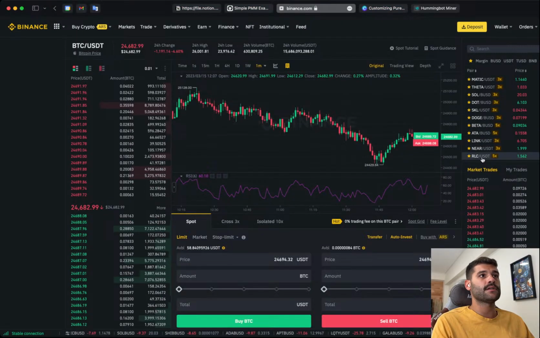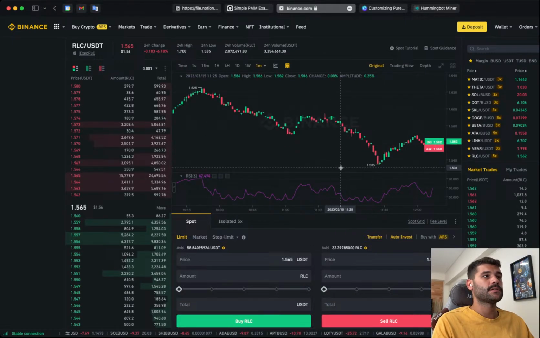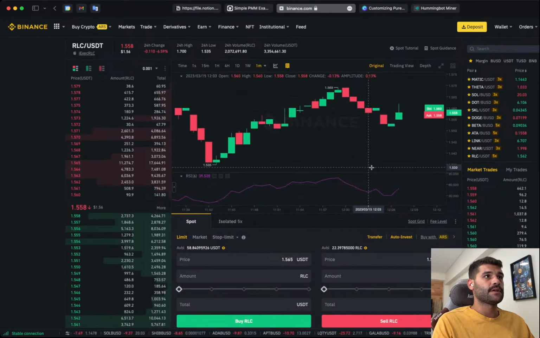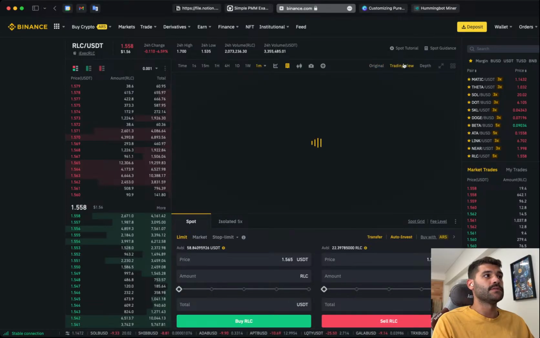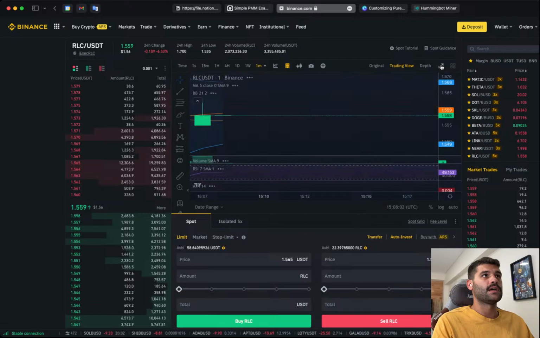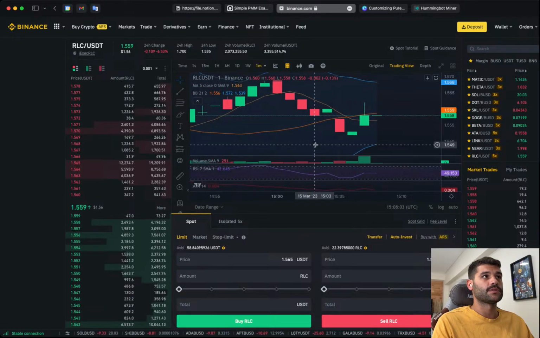So I have it here in favorites. This is a trading pair. Here we can see the bid, the ask. Well, now let's review what is the indicator that I am going to use, right?